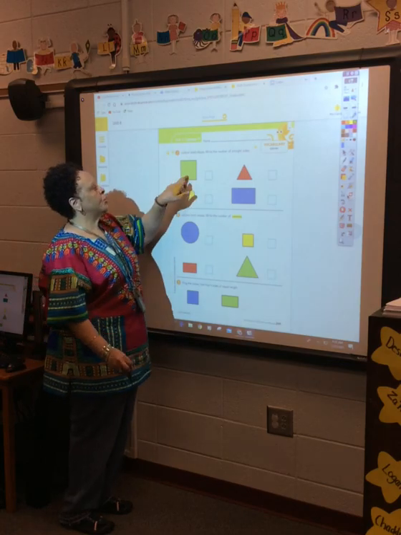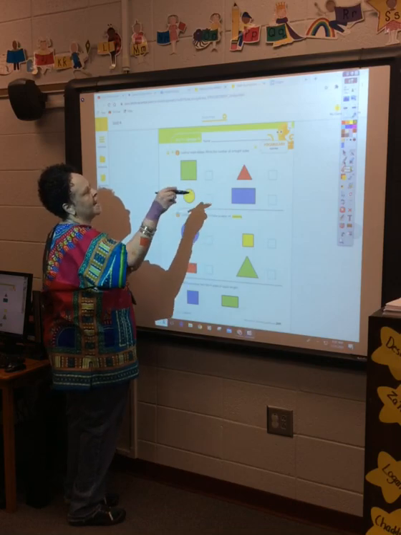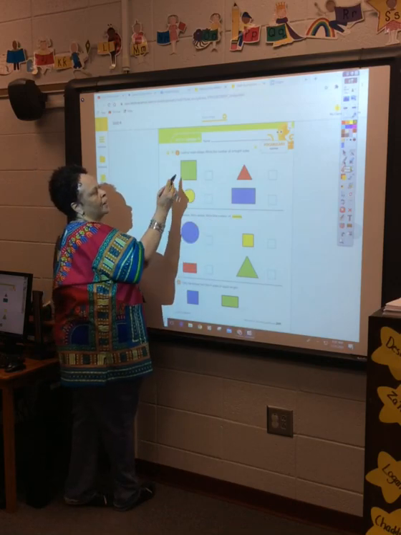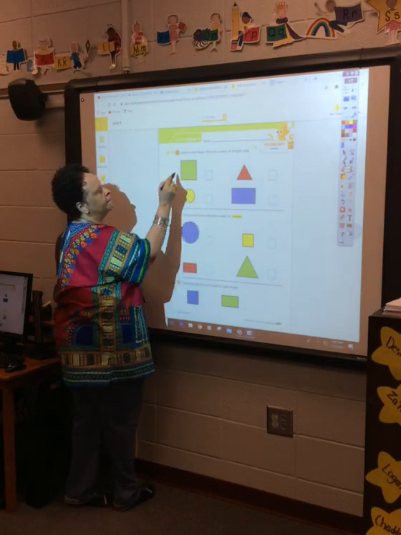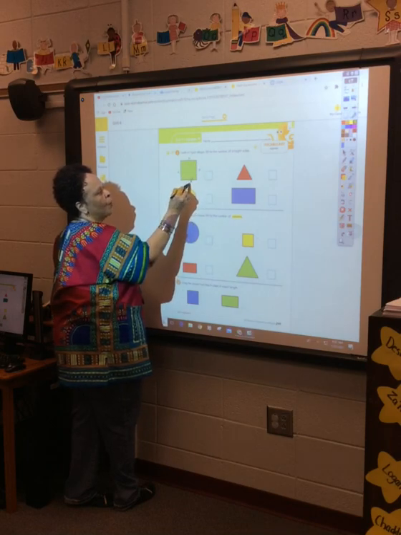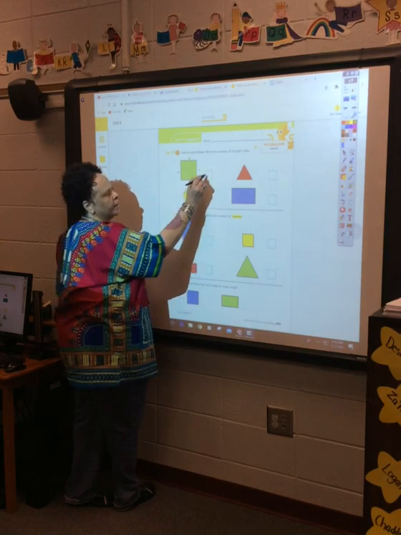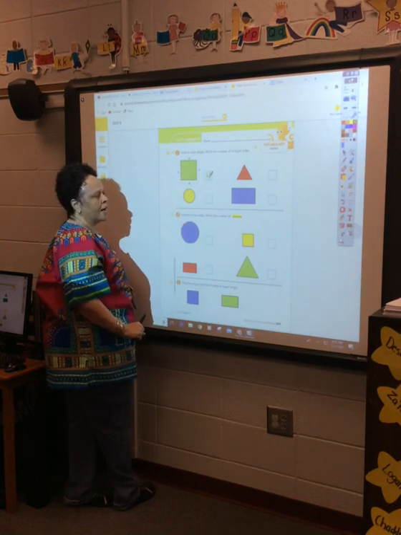That's what we're going to call it. So, let's do the square. Let's count the sides on the square. Let's count. Every time we count, let's put a dot. 1, 2, 3, 4. So how many sides on a square? 4. Very good. All right.